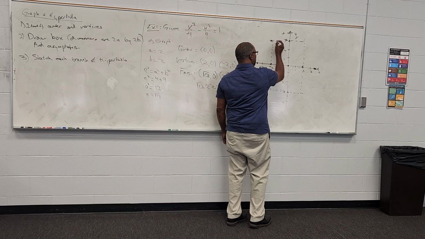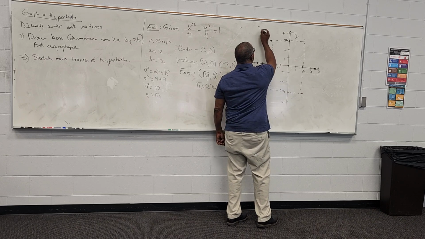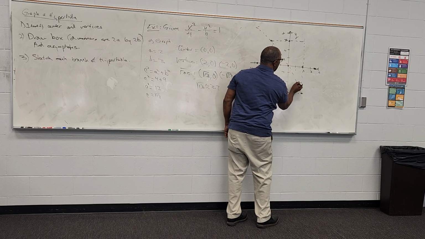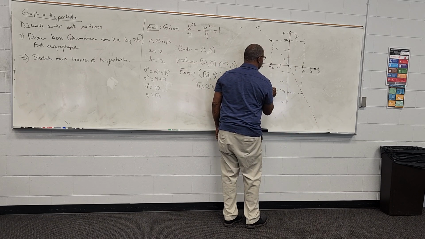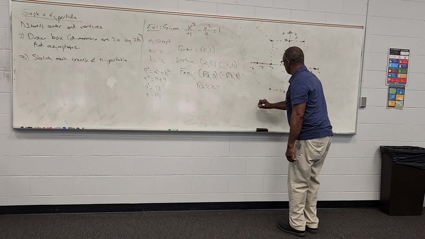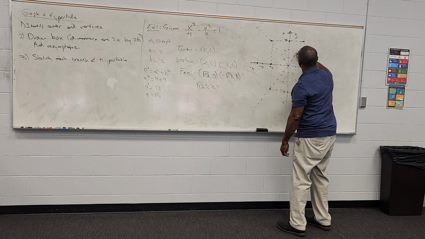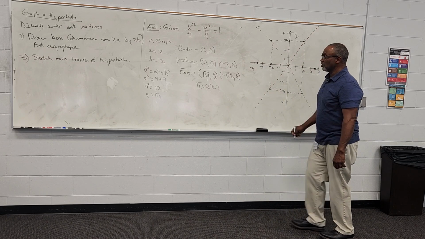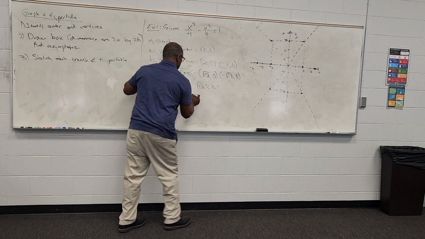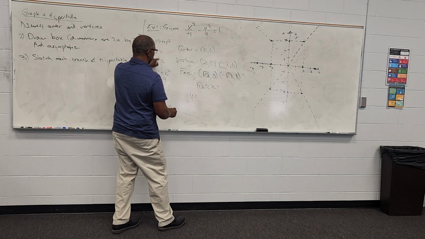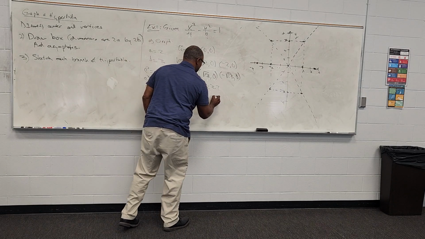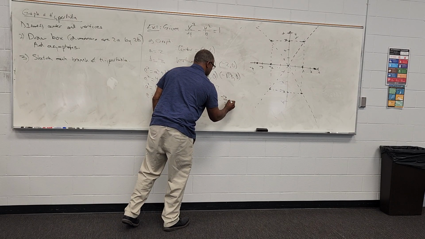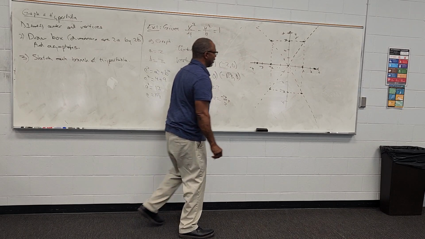So again, to draw your asymptotes, one asymptote goes through those two corners of the box. The other asymptote will go through these two corners of the box. And you could check yourself. You could do y equals b over a, 3 over 2 x. That's one asymptote. The other asymptote would be y equals negative 3 over 2 x. Well, let's graph y equals 3 over 2 x.